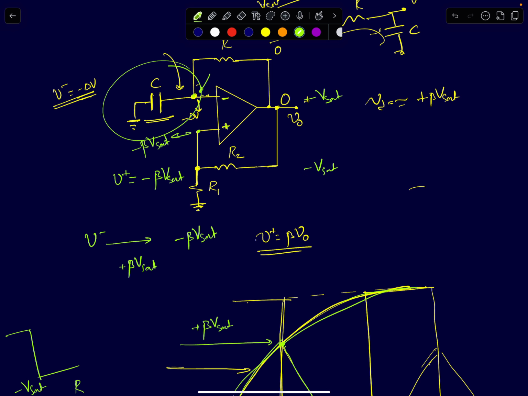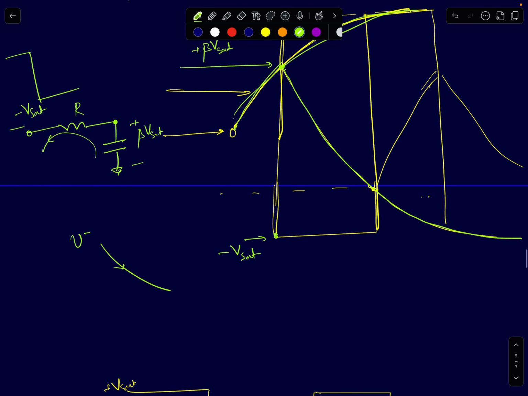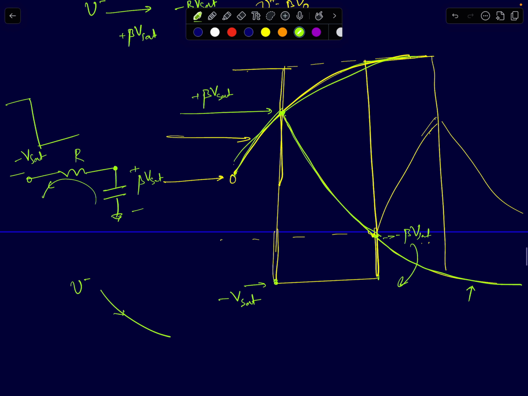Now the capacitor voltage is slowly starting to change. Okay, it's starting to become negative. It is starting at a positive value of plus beta Vsat, but it has an incentive to go to minus Vsat. So as it is decreasing at the first order time constant, when it reaches minus beta Vsat, this is the point when V minus will become less than V plus. At that point, your output will go to plus Vsat. It will suddenly trip to plus Vsat. It will jump from minus Vsat to plus Vsat.